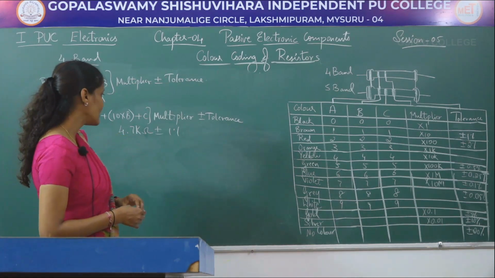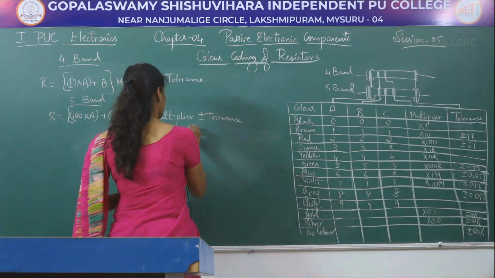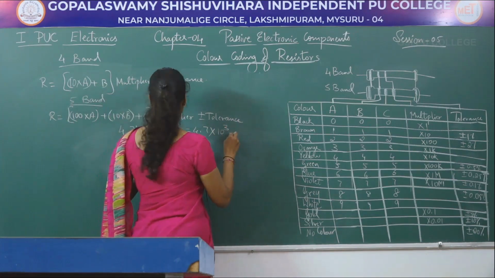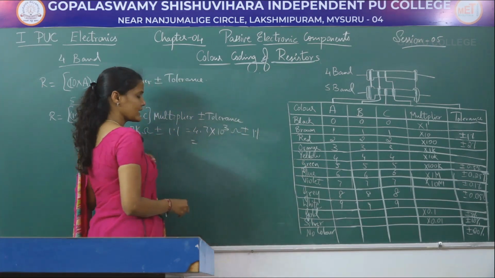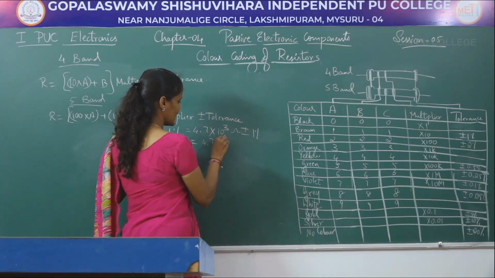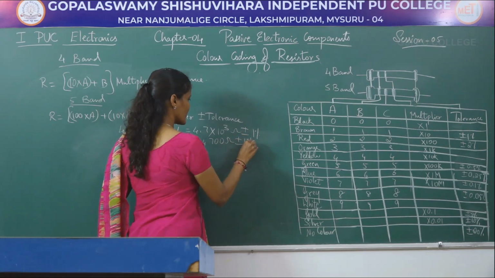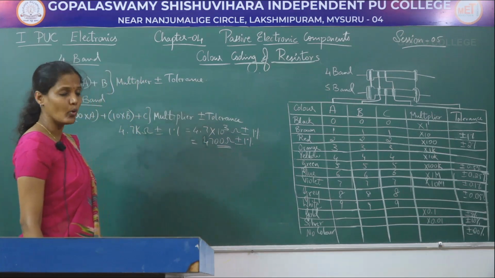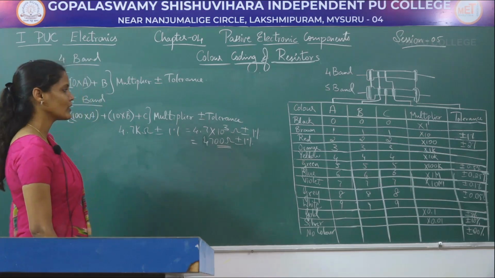So 4.7 kilo ohm plus or minus 1% can be written as 4.7 into kilo, in the sense it is 10 to the power of 3 ohms plus or minus 1%. This 4.7 into 1000 can be written as 4700 ohm plus or minus 1%. So this is the resistance value what is given, 4700 ohms plus or minus 1%. For this resistance value we have to find out the color code.